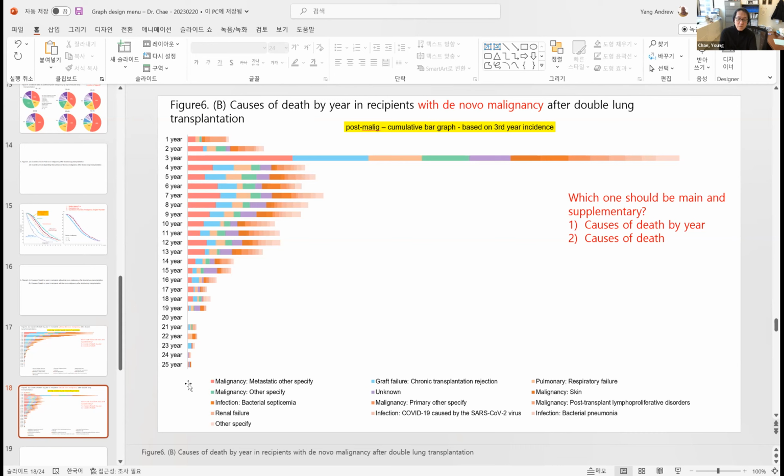Yeah, so this is really, why is the 3rd year this is cause of death and malignancy. So if they develop cancer, you know, they struggle with that cancer for like a year or two and they die.